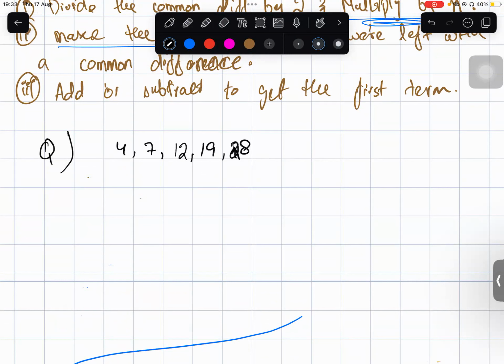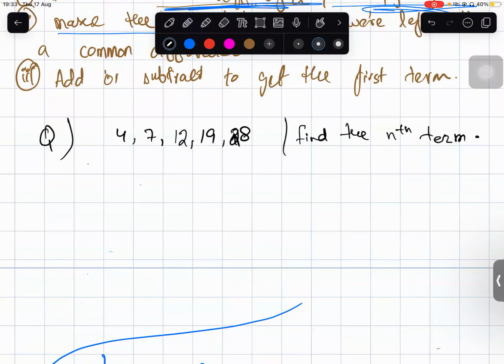Now, they're asking you to find the nth term. So this is how they ask you in the exams. In fact, the questions which I will share with you will have this very question in them as well. Anyway, now let's look at the differences.